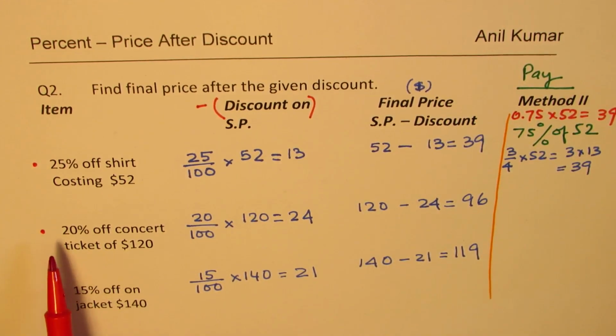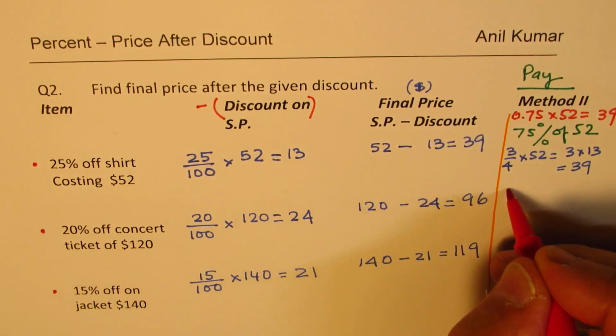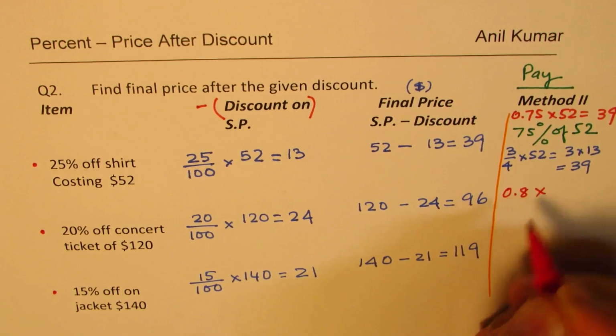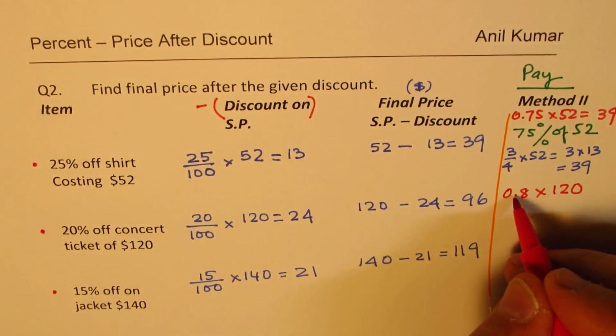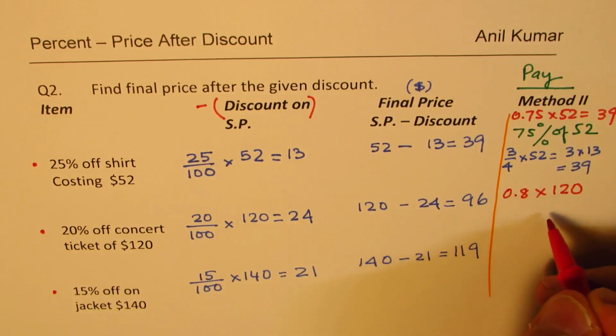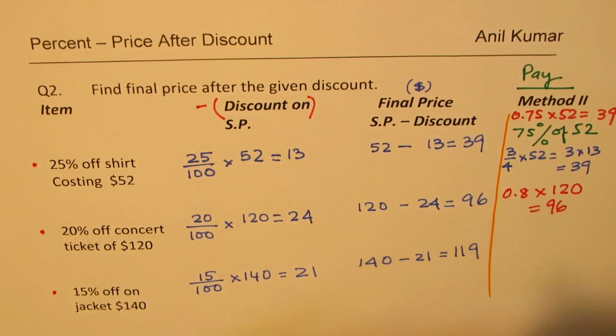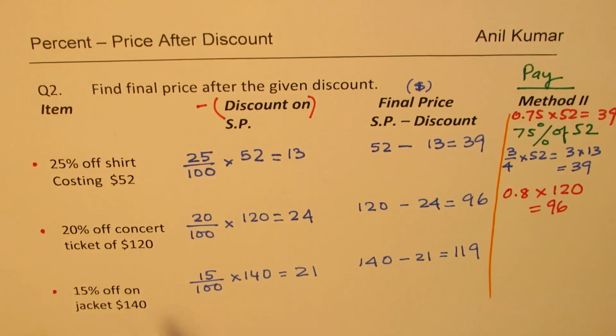So here, when I say 20% off the concert ticket, it means you are paying how much? 80%, right? That means 0.8 times 120. Isn't that simple? This decimal goes away. 12 times 8 is 96. You get your answer. So sometimes it is faster to work this way. I hope you're getting the idea, right? To begin with, it may be slightly tricky, but once you get used to it or get some practice, it will be very fast.